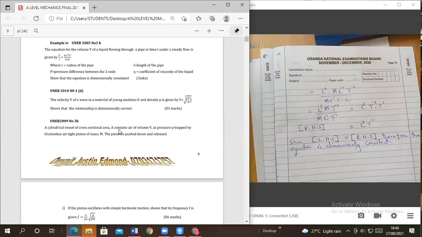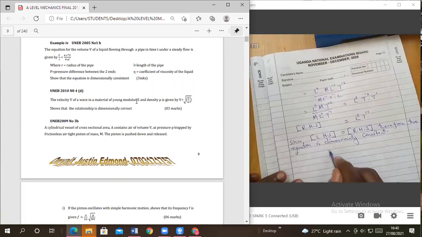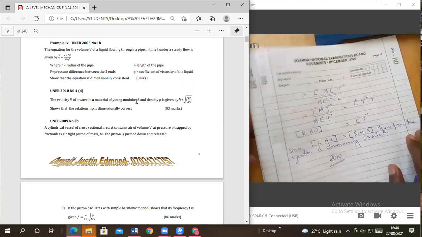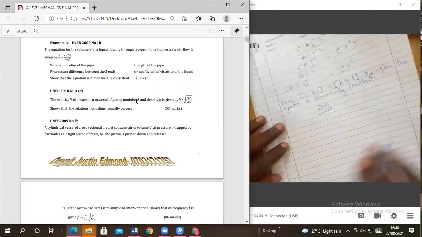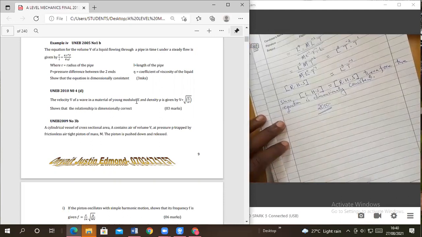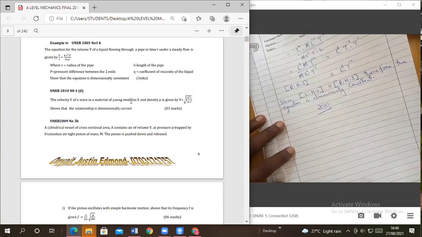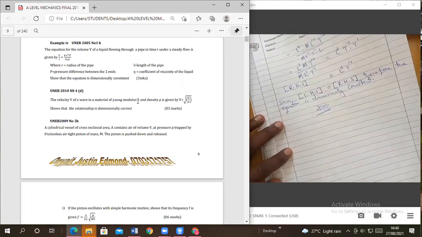So you have this UNEB of 2010. Go and work it out. Or can we work out this one of 2010 together? I want to show something there, because for 2010 the rest are clear. But here we have what we call Young's modulus. You remember Young's modulus?